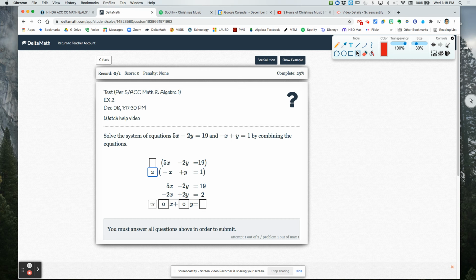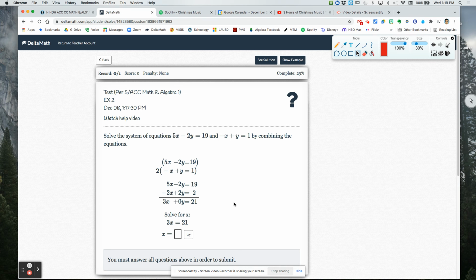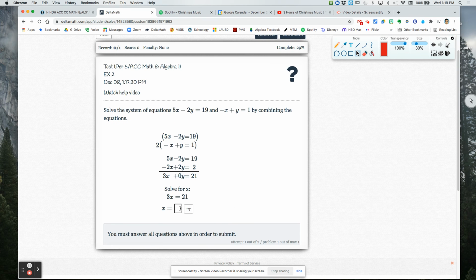So if we do that, it changed. Do you see how the equation already changed here on the bottom? And I should put a 1 there just to say that it's not going to change. This is going to give me 3x. This makes 0. And 19 and 2 makes what? 21. Let's try it. So now, what does x have to be if I have 3x equals 21? 7. Let's do 7.